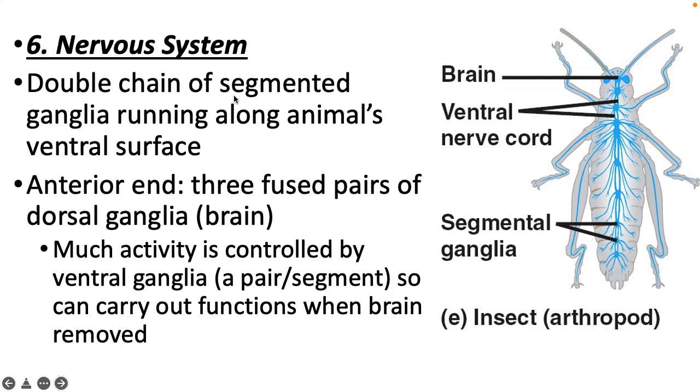Okay, nervous system. Ganglia run throughout the body, you'll definitely see this in the grasshopper you will dissect. But at the anterior end, which means the head, you'll see pairs of dorsal ganglia fused together, and that's considered the brain.